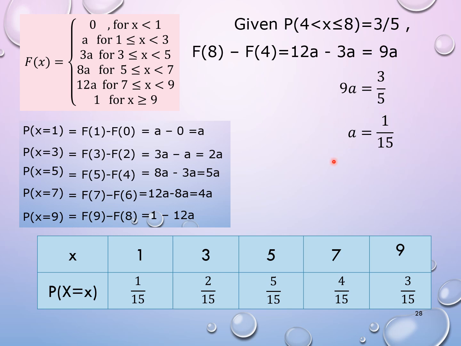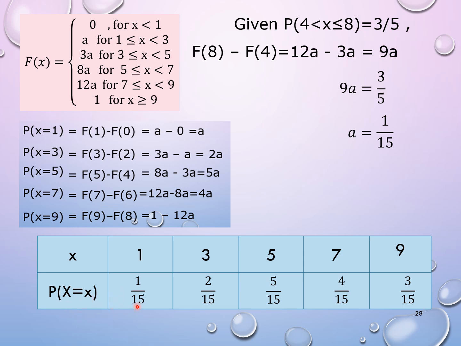So since we already obtained our a, you can substitute this a into these values to get the real values. So when we substitute a into this, you will get this form. This is written in table form, and this is in function form. So the first row is the x values 1, 3, 5, 7, and 9. And the second row is your probability values.